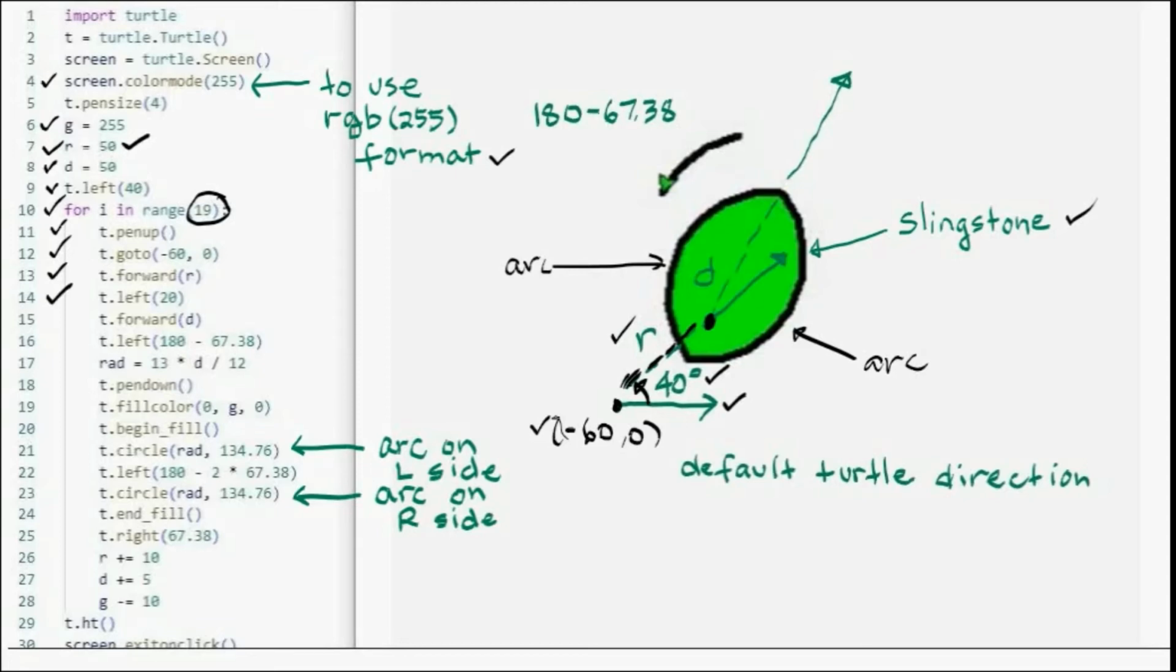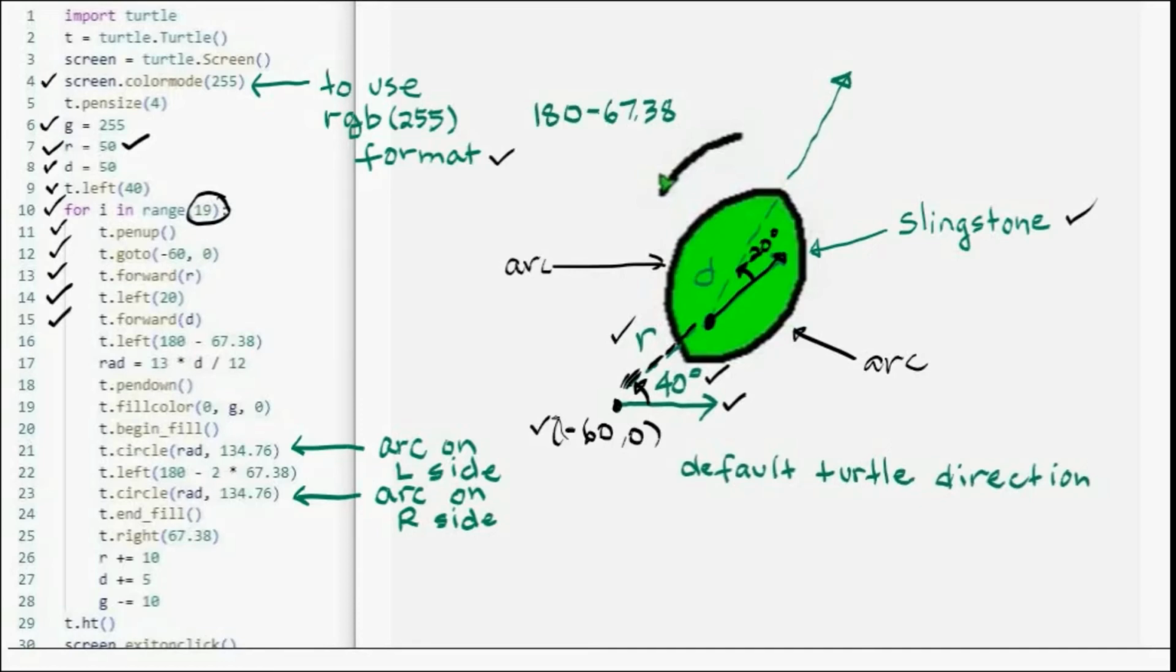Number 14, I turn the direction of the turtle left 20 degrees. Remember that the direction of the turtle is like this. I am retracing that on the right side, but I don't want to draw the slingstone with that orientation. I want it to be directed 20 degrees here. So this is 20 degrees to the left for just a little tilt.